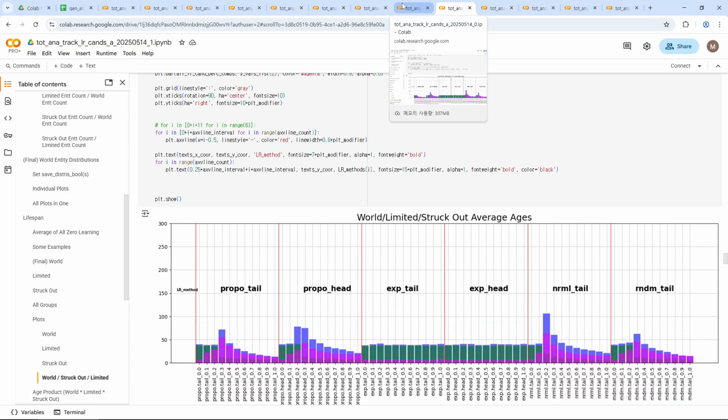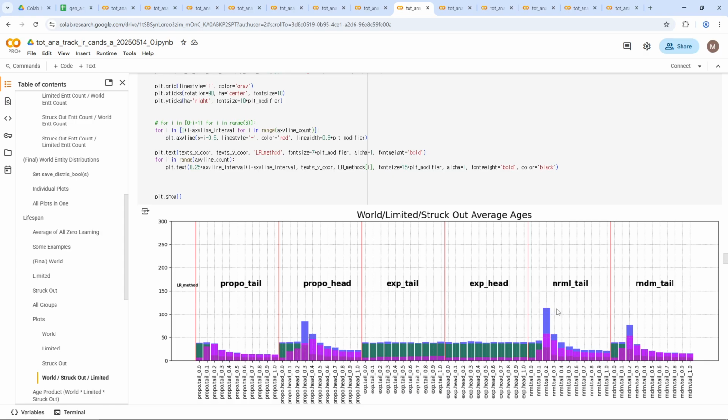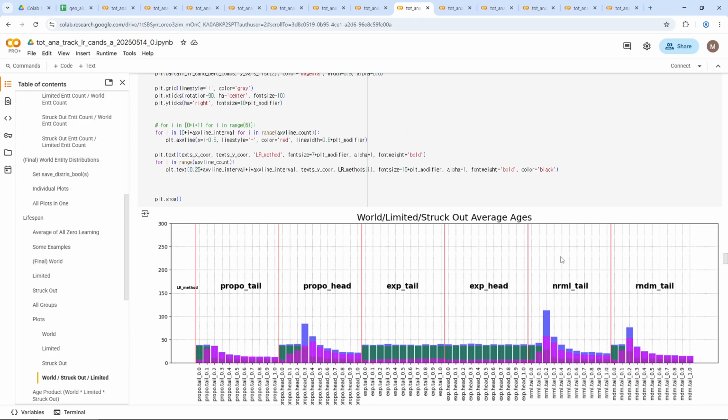Ah, well, normal tail. Normal seems to have the best learn rate method. Normal seems to kind of guarantee entities in the world the longest lifespan, average lifespan. That's interesting. Normal tail. I don't know why.